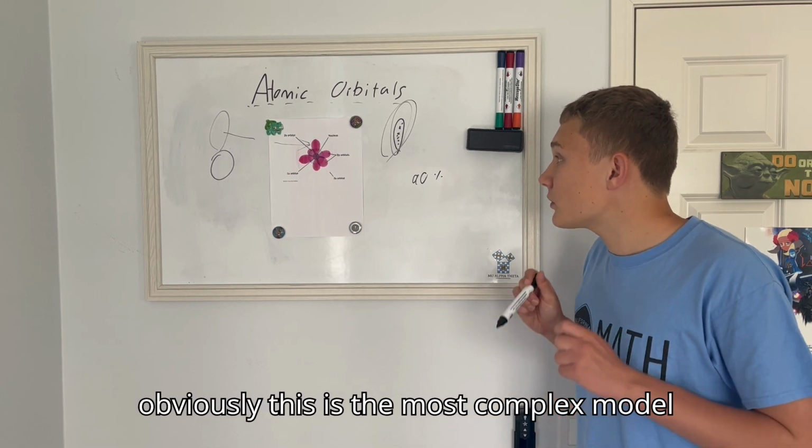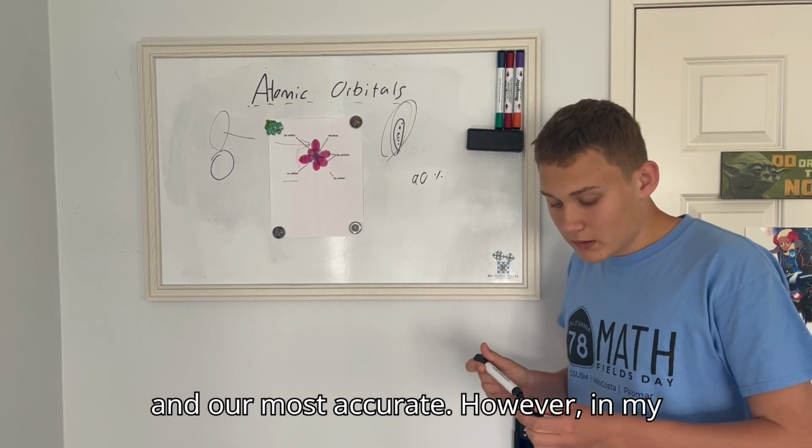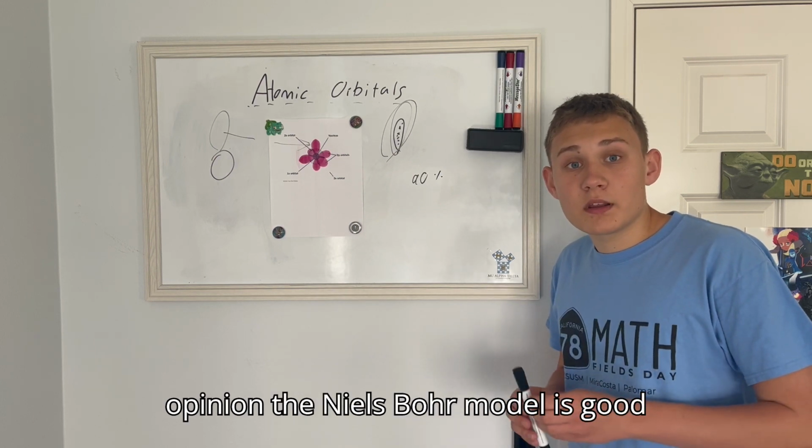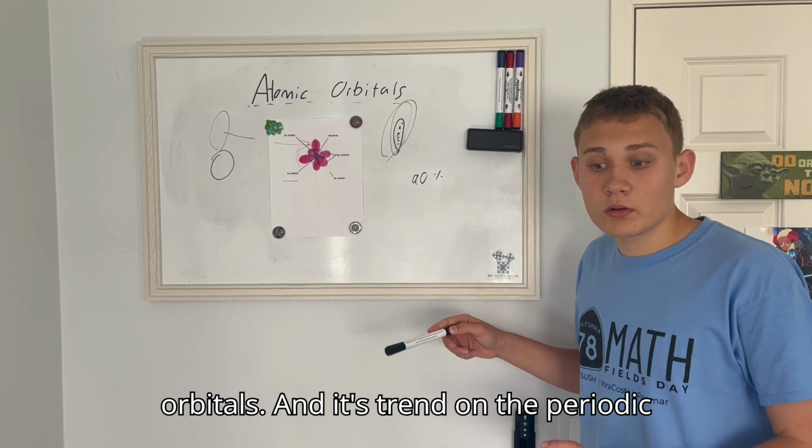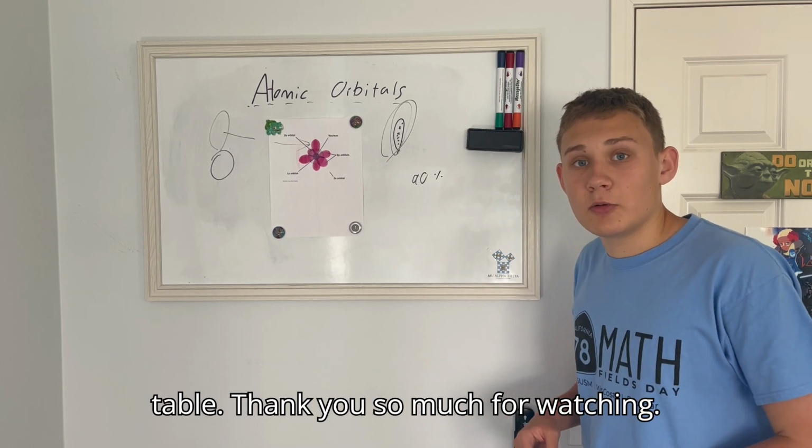Now, obviously, this is the most complex model and our most accurate. However, in my opinion, the Niels Bohr model is good enough. This is just what you're dealing with when you learn about atomic orbitals and their trend on the periodic table.